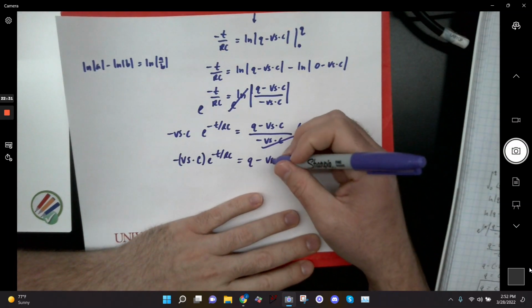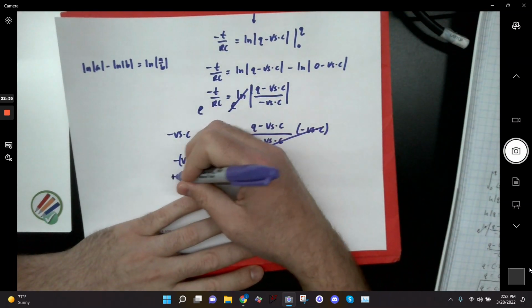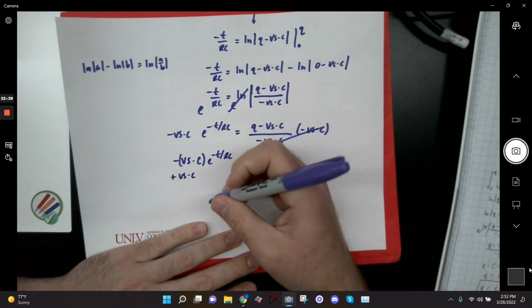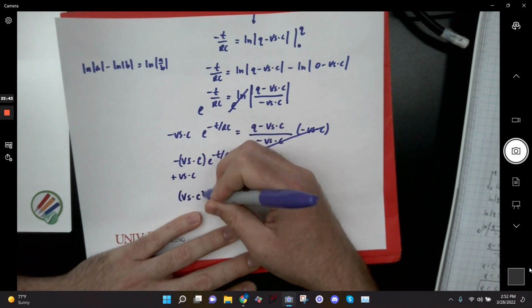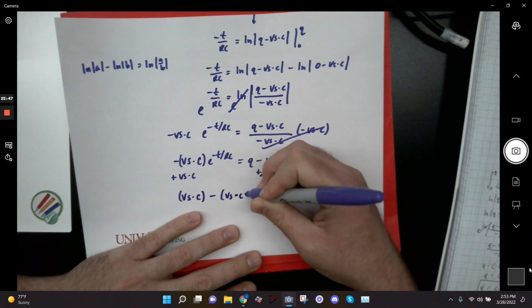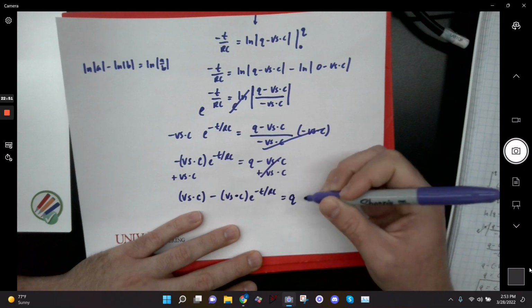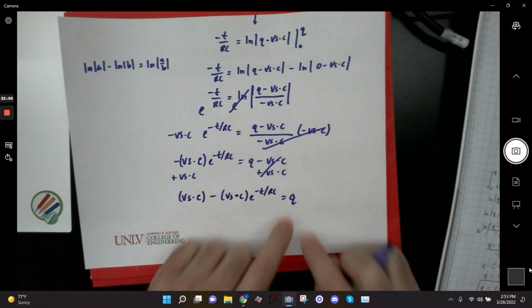And now I'm going to add this term to both sides, and that's going to go away. So I basically get Vs times C minus Vs times C e to the minus t over RC is equal to Q. This Q is the charge stored on my capacitor, okay?